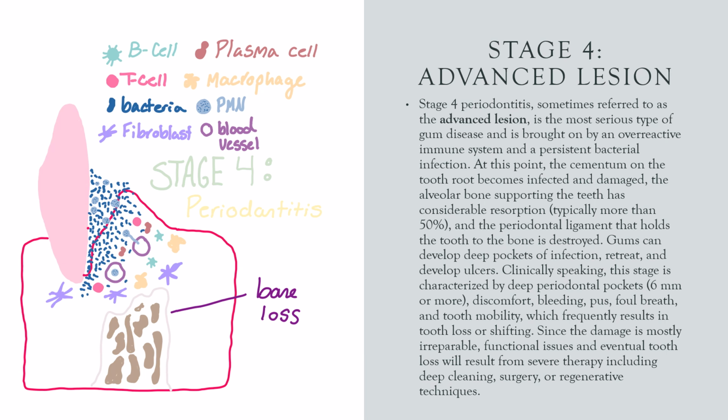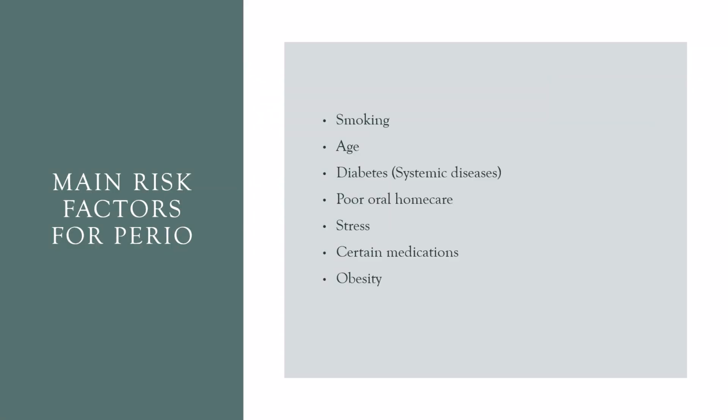Your periodontal ligaments that hold your tooth to the bone are starting to get destroyed. Those teeth really become loose, filled with pus. You start having bad breath. Inadequate home care really also plays a big role in this. At this stage, the damage is irreversible. It will result in a lot of deep cleaning, some SRPs, and eventually surgery and tooth and bone loss.